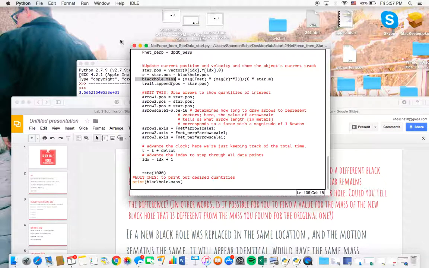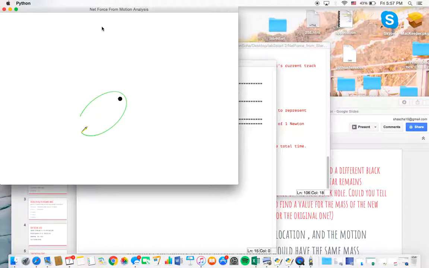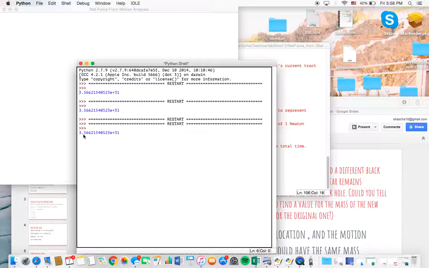And now we're going to run the code. We can see that Fnet is the yellow arrow, and it's pointing towards the black hole, which is the direction of the gravitational force, so this should be correct. And the black hole's mass was 3.56e31.